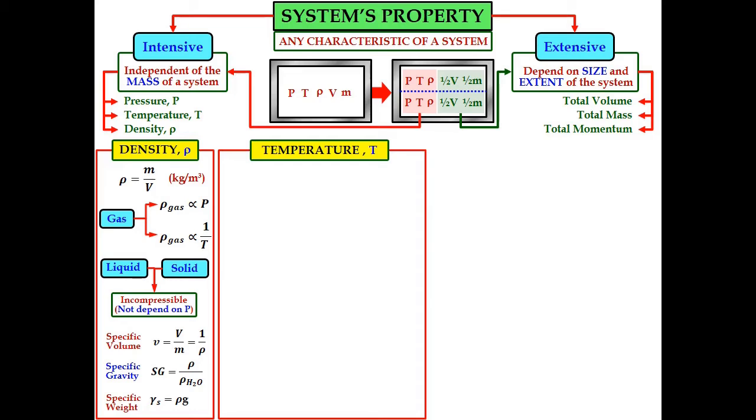Okay, the other property normally used in thermodynamic analysis is the temperature, T. The symbol that we use for temperature is T. In terms of a simple definition, temperature is a measure of hotness or coldness. So based on this definition, if we know the value of temperature, we can know how hot or how cold the substance is.